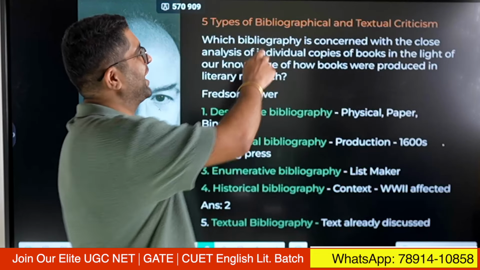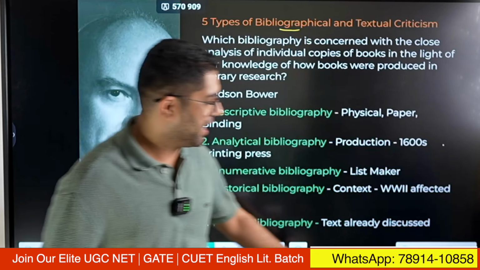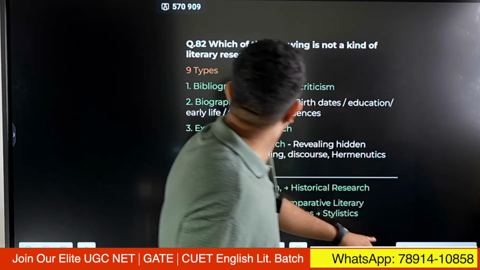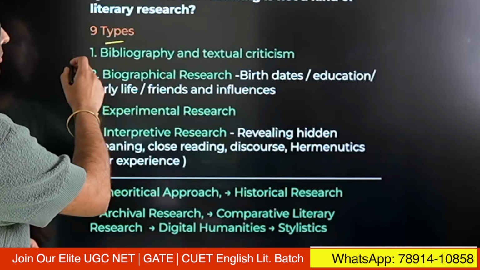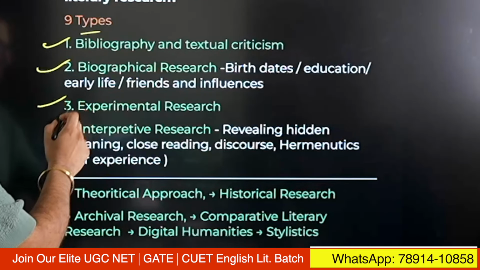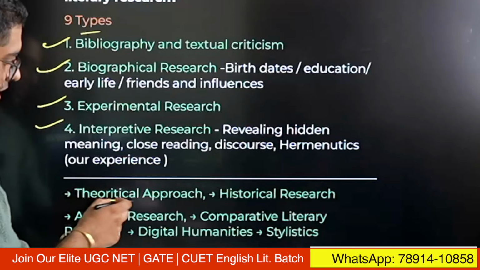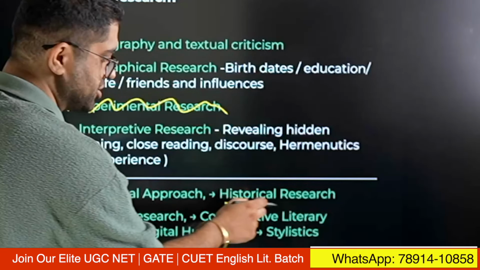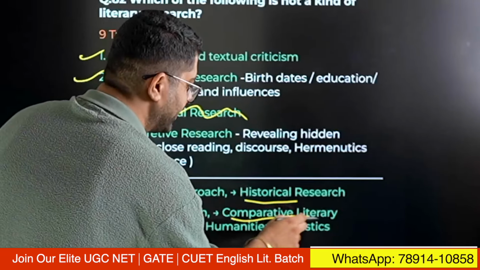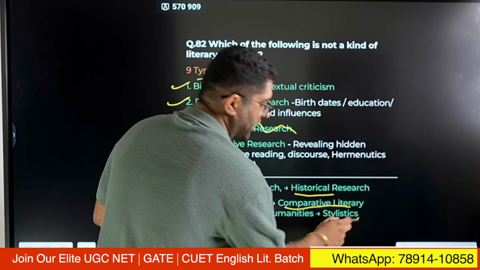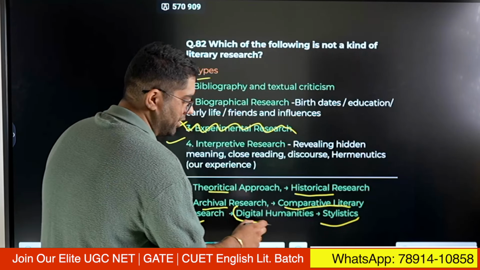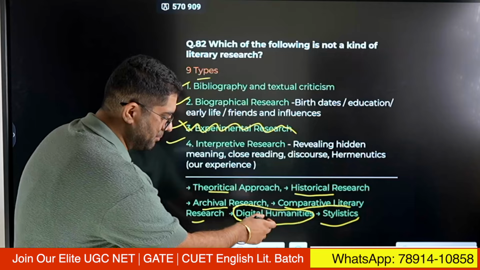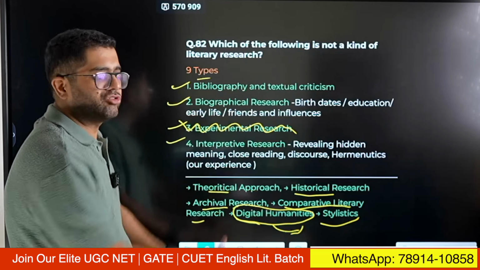So here we go with the 5 types of bibliographical textual criticism. There are 9 types of research. Let me take you to the screen. The 9 types of research are: bibliography, biographical research, experimental research, interpretive research, theoretical approach, historical research, archival research, comparative literary research, digital humanities and stylistics. Most teachers nowadays are saying digital humanities, but digital humanities is just a small topic and a part of the whole research. In the whole research, you have to study the 9 types.